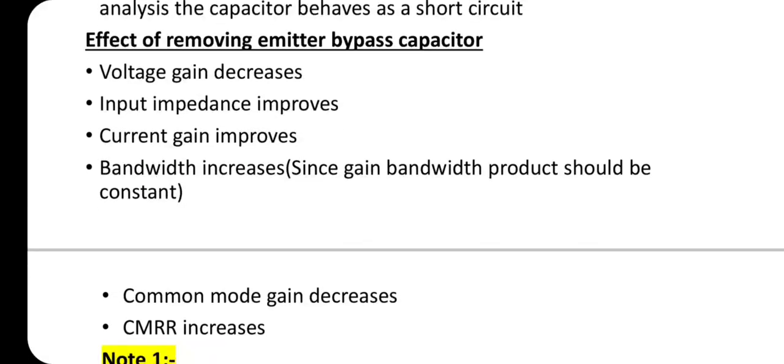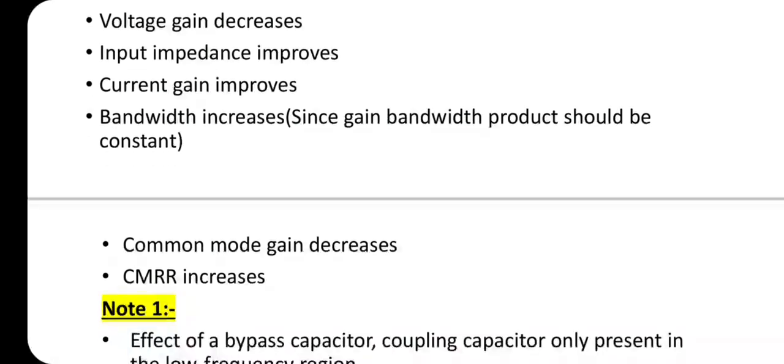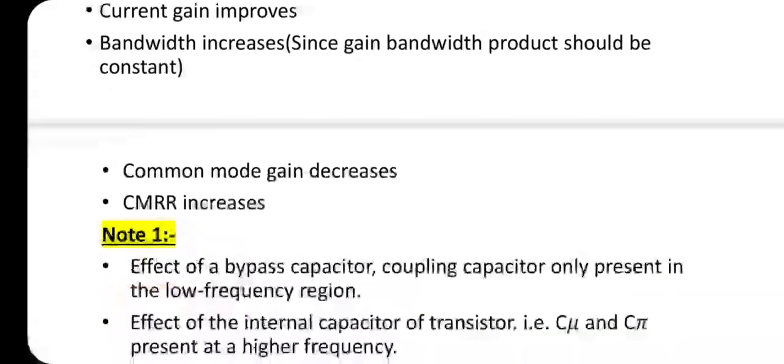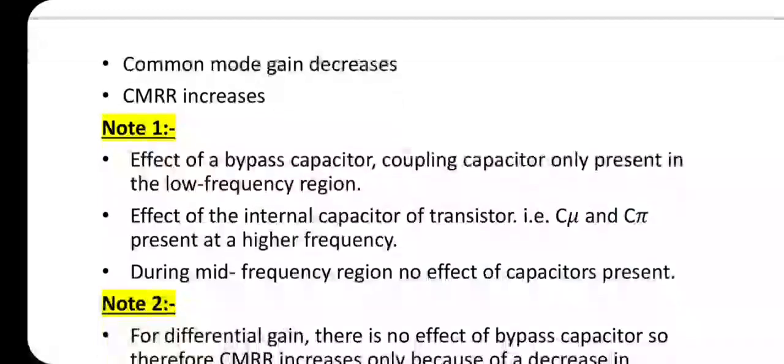Effect of removing the emitter bypass capacitor: voltage gain decreases, input impedance improves, current gain improves, bandwidth increases since the gain bandwidth product should be constant. Common mode gain decreases, CMRR increases, that is common mode rejection ratio.